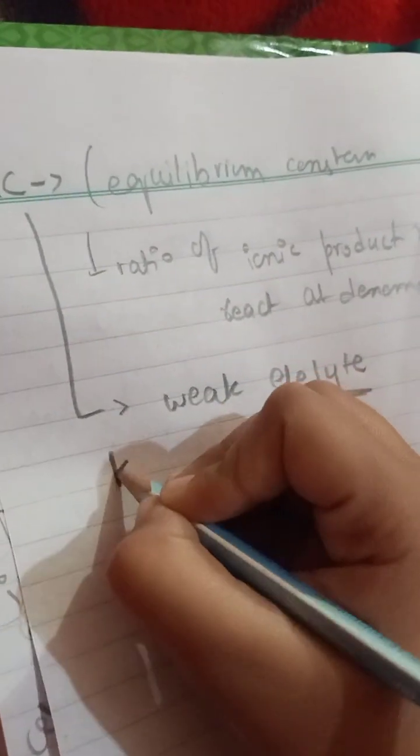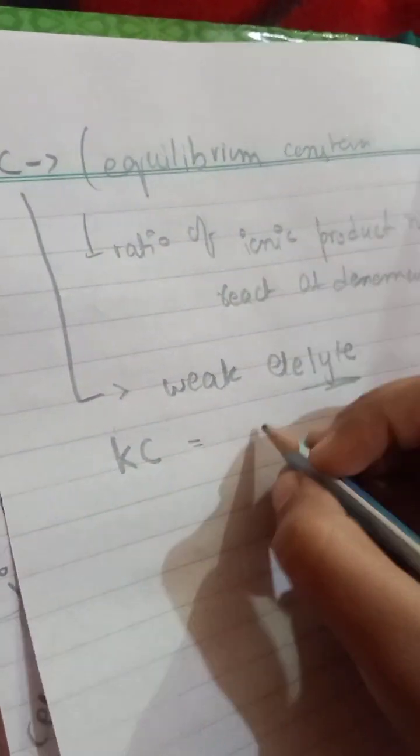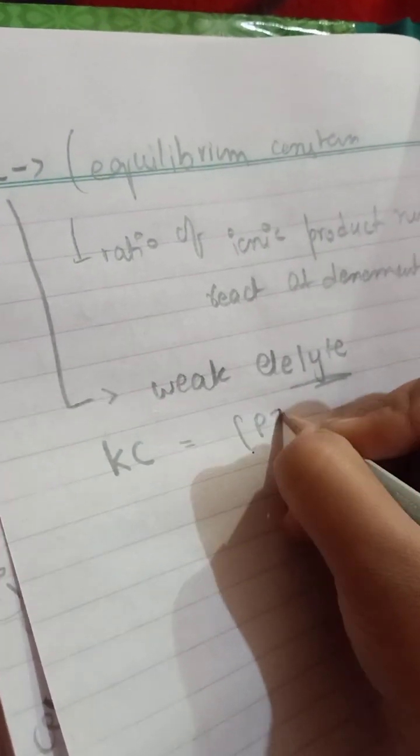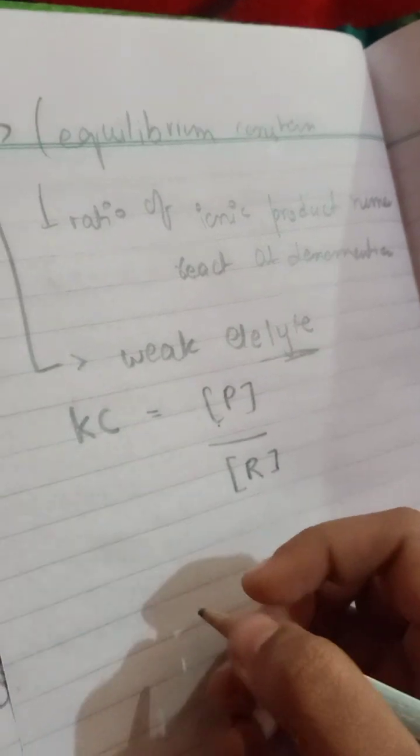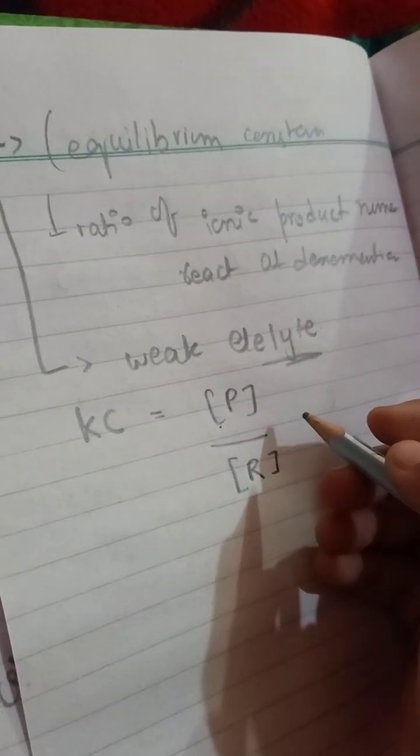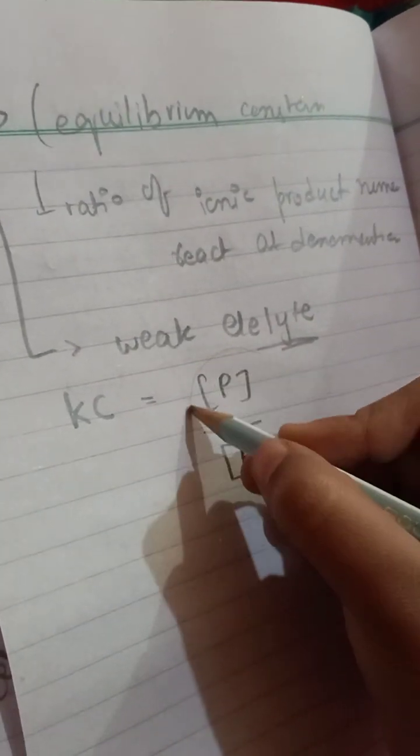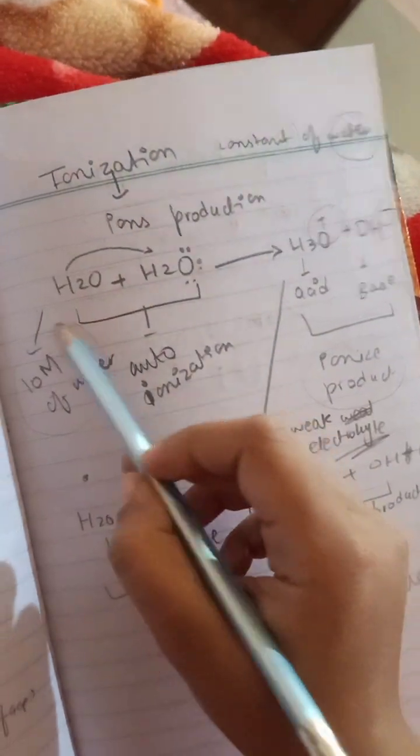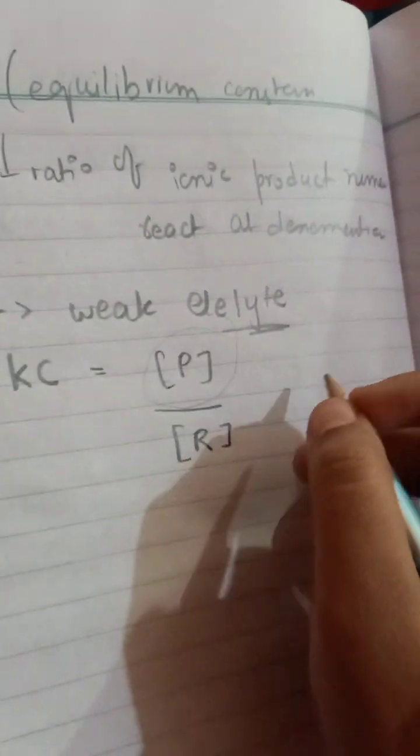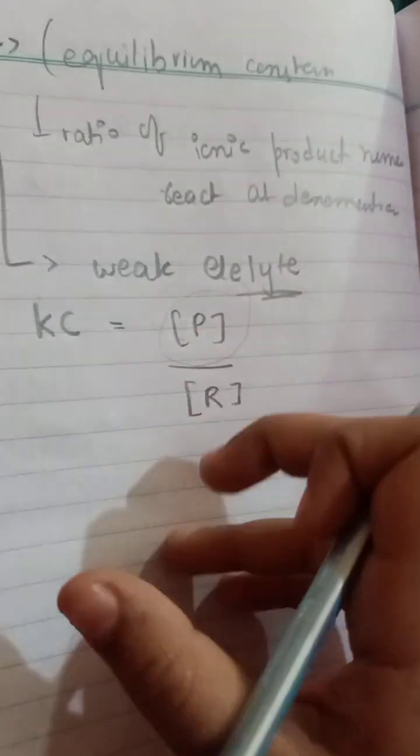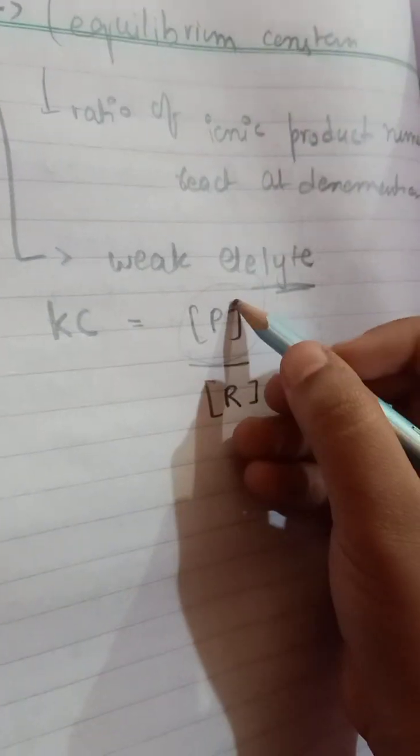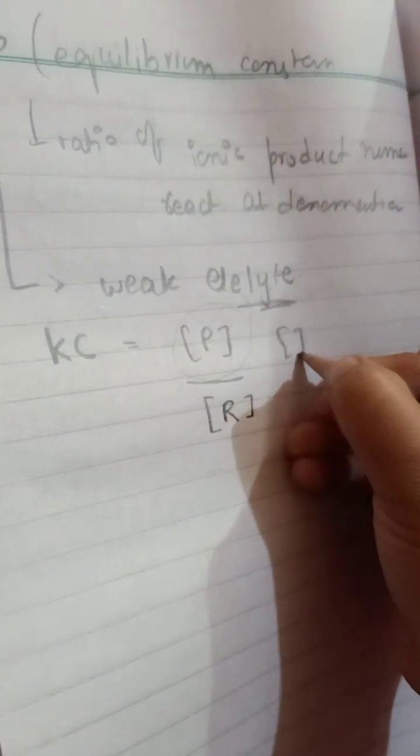So this Kc is the concentration of the product over the concentration of the reactant. As you can see, the product is less, and with 10 million water molecules the reactant is more. That's why we have taken the reactant as the denominator and the product as the numerator, and this is the concentration sign.